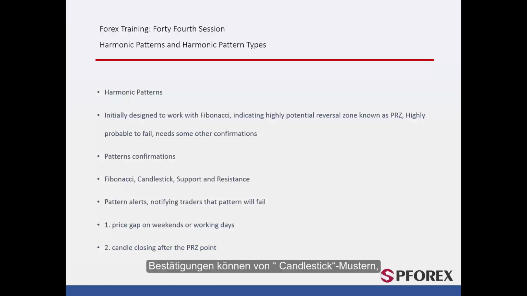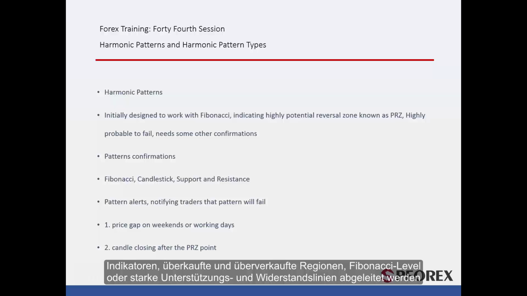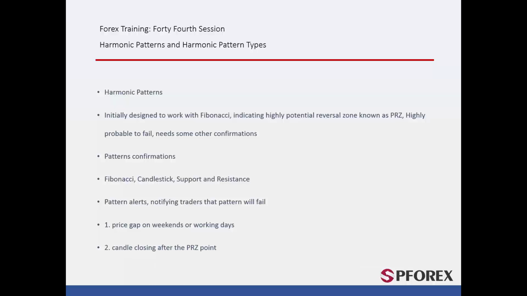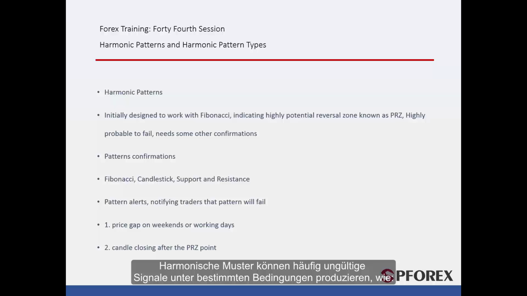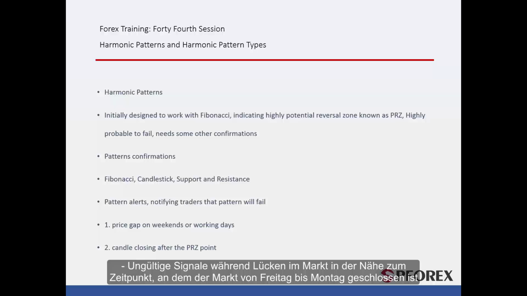Confirmations can be derived from candlestick patterns, indicators, overbought and oversold regions, Fibonacci levels, or strong support and resistance lines. Harmonic patterns may frequently produce invalid signals under some conditions, such as an invalid signal owing to a price gap arisen during market close time from Fridays to Mondays. A price gap may develop as a result of key news or an event during working days.